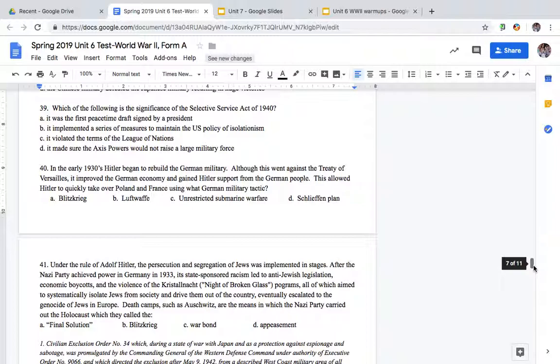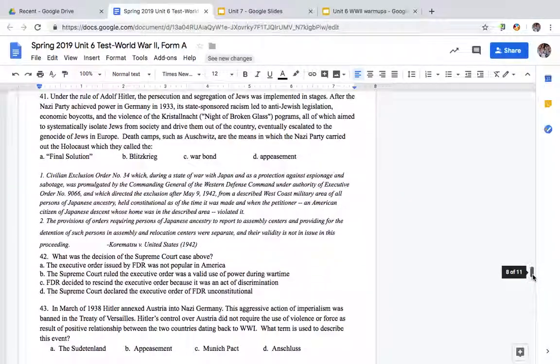Number 40. In the early 1930s, Hitler began to rebuild the German military. Although this went against the Treaty of Versailles, it improved the German economy and gained Hitler's support from the German people. This allowed Hitler to quickly take over Poland and France using what German military tactic? A. Blitzkrieg. B. Luftwaffe. C. Unrestricted submarine warfare. D. The Schlieffen Plan.